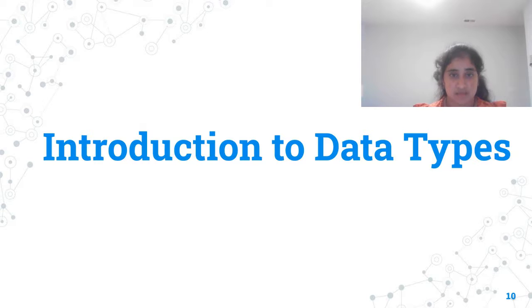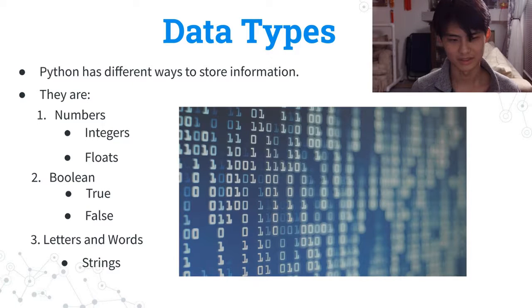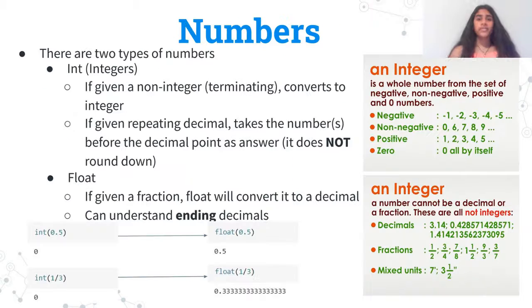Now we're going to be discussing some of the different data types in Python. Python has many different ways of storing information. An umbrella term for these methods of storage is data types, and examples include numbers, like integers and floats, booleans, which are true or false values, and strings, which store letters and characters.